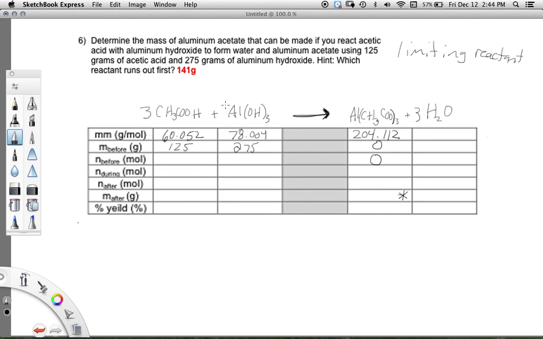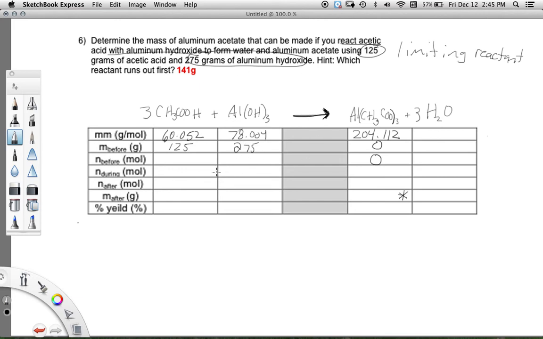I've filled in all of the given information: 25 grams of aluminum hydroxide, 125 grams of acetic acid. If you don't know acetic acid, you could Google it, but it's just acetate with an H, acetic acid. And make sure that when we read it, we read it properly. So it says react acetic acid with aluminum hydroxide to form water and aluminum acetate. We could put in solubilities if you want, but that's not required for us to answer this.